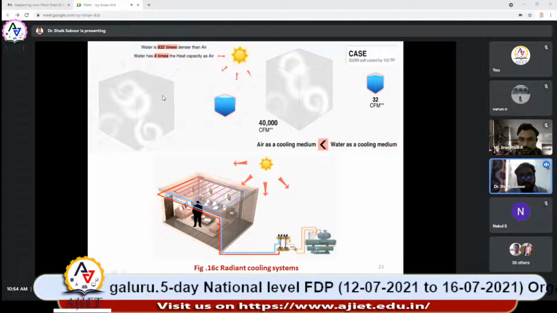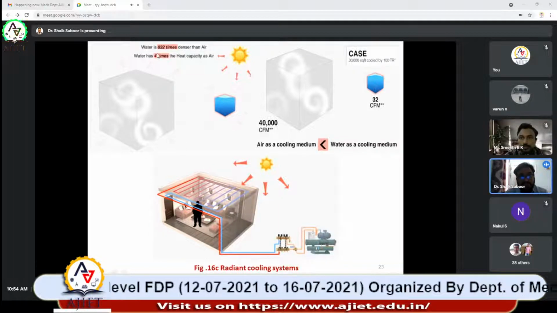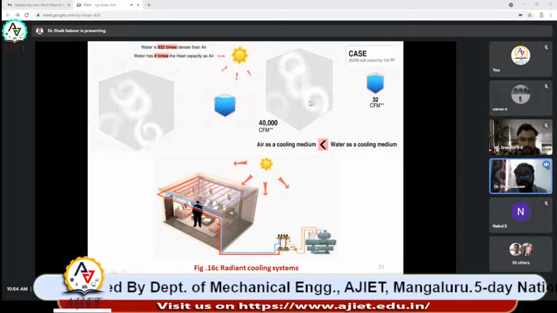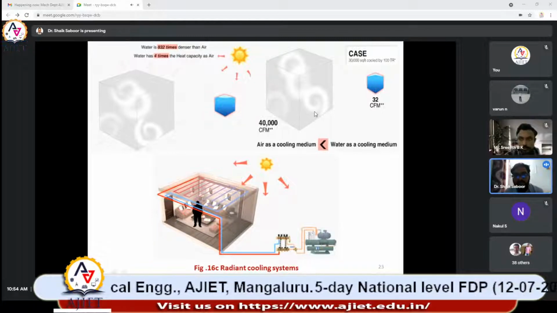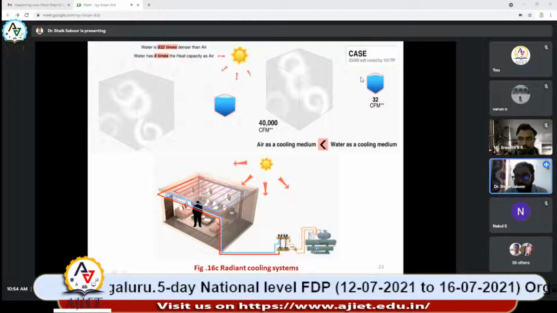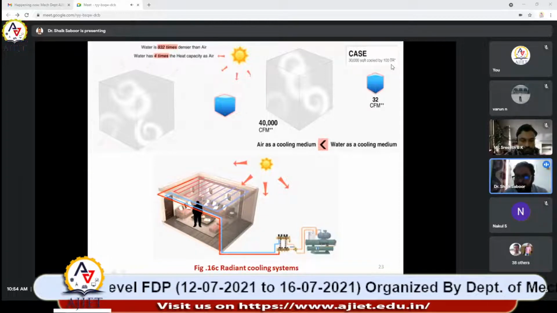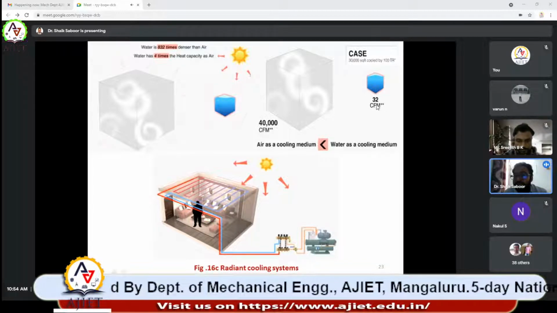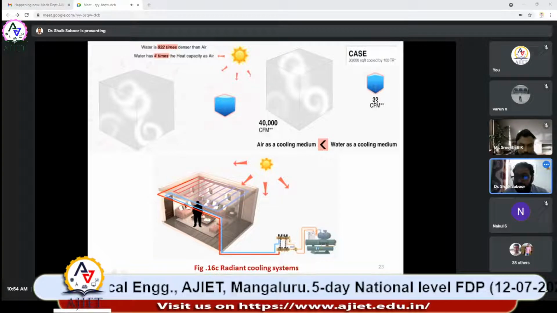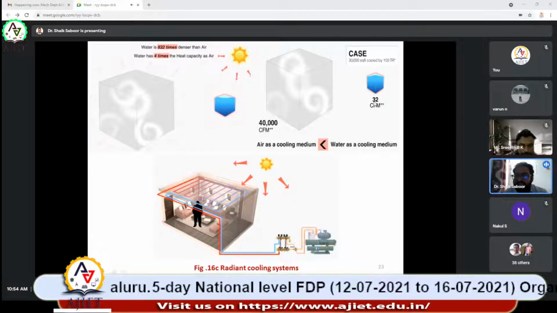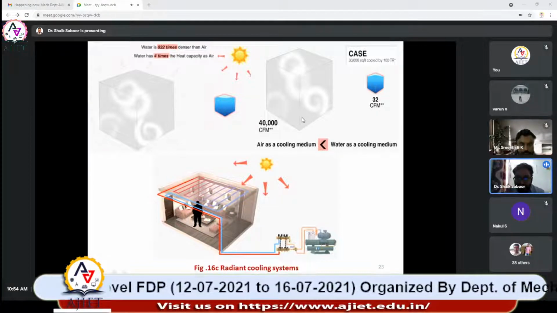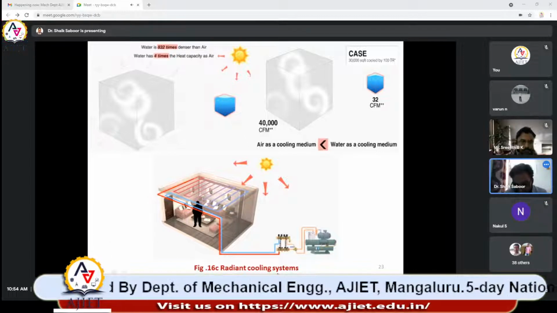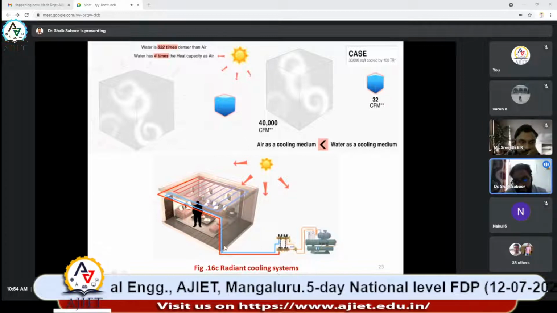But here, if you take water, it is 832 times denser than air and it has about 4 times higher heat capacity than air. So to produce 100 tons of refrigeration, you need 40,000 CFM of air, whereas you need only 32 CFM of water. This means cooling of water is easier than cooling of air. That is what I am saying here. This radiant cooling system works on that principle, so you will be using water.